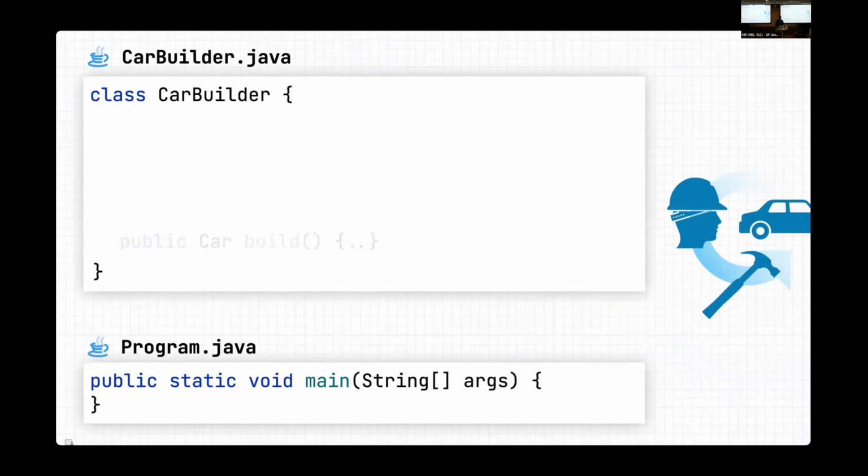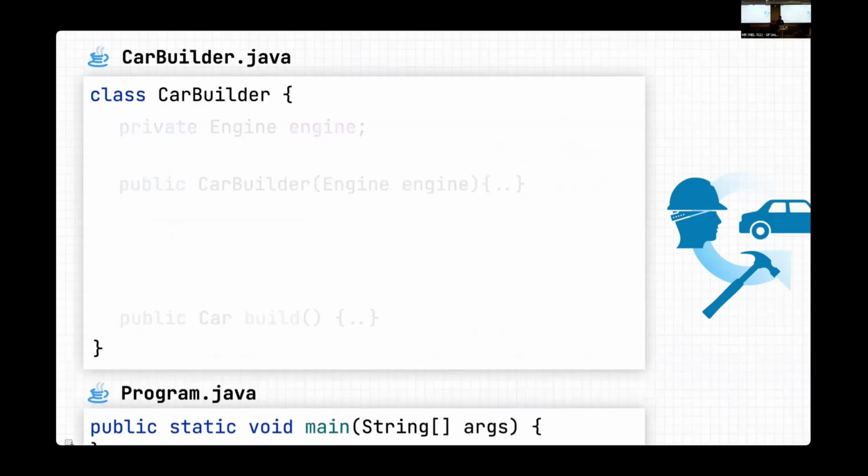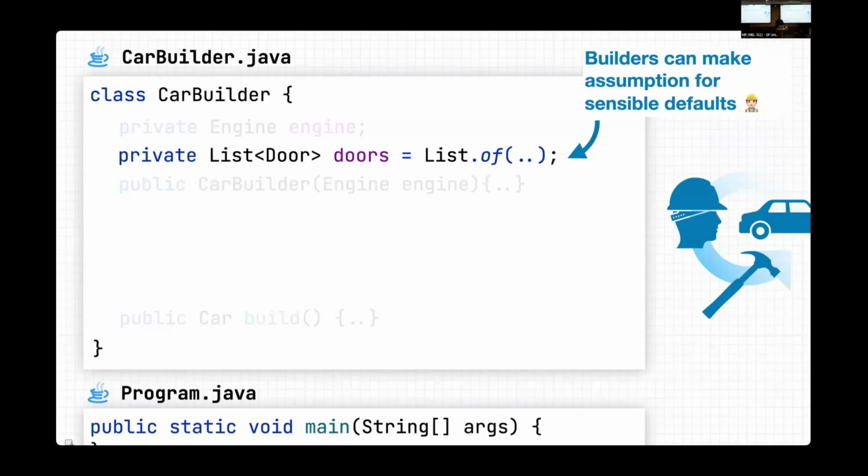And on top of that, we will have a constructor for the car builder. And at this place, we can enforce all the required parameters for your car. So you can say, hey, if you want to build a car using my car builder, you have to give me an energy. On top of that, we can also use this place to assign all the sensible defaults. So for instance, if you ask my car builder to build a car, I can say, hey, my car will have 4 doors, or however number of doors you have.